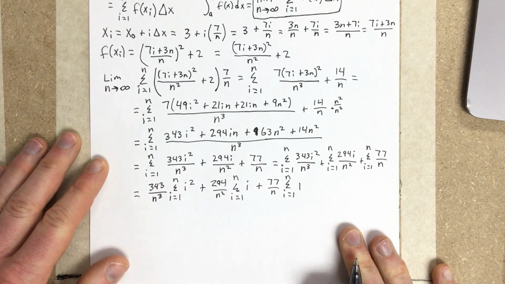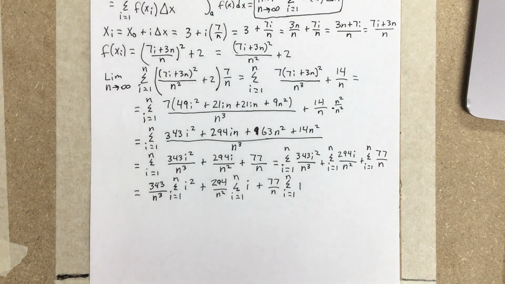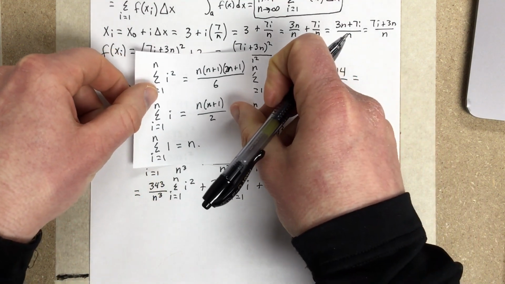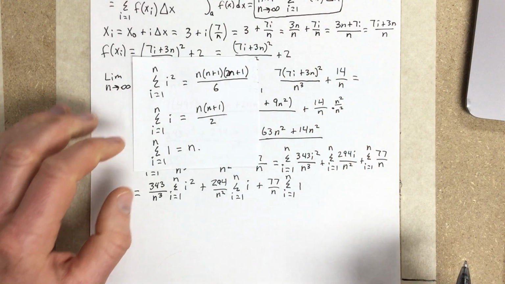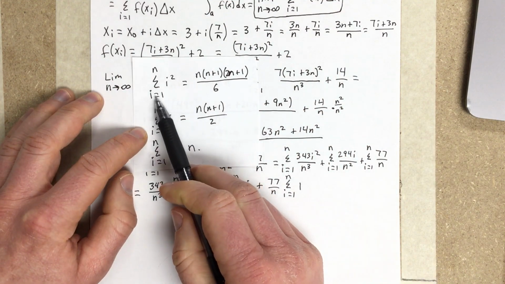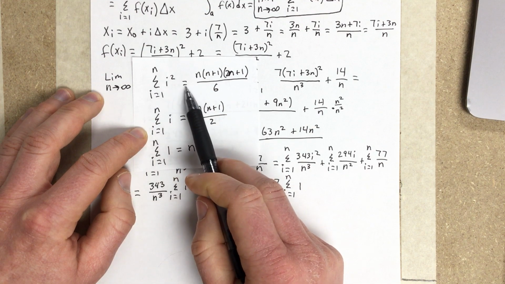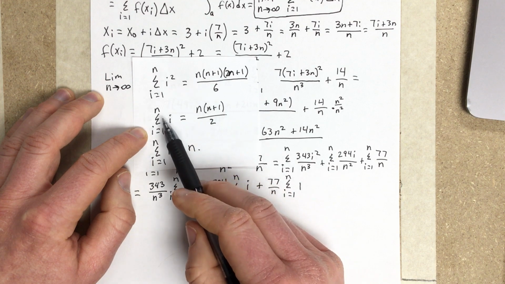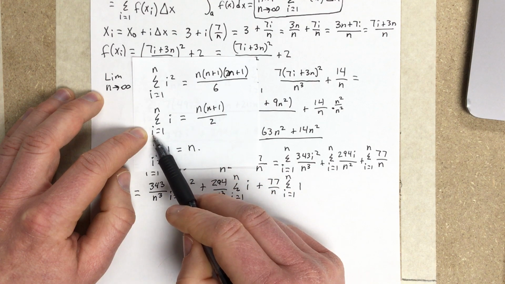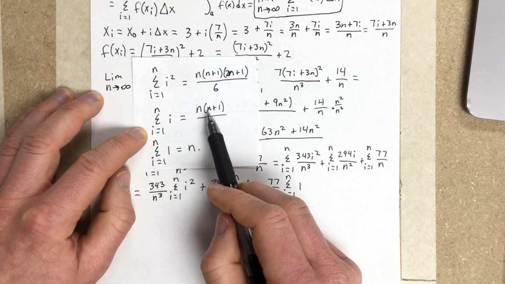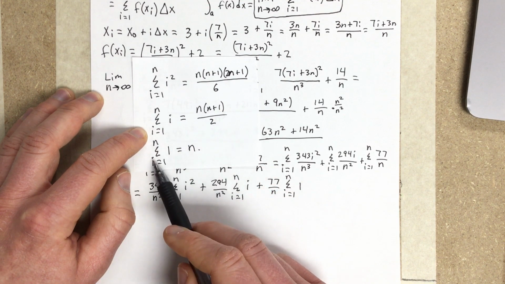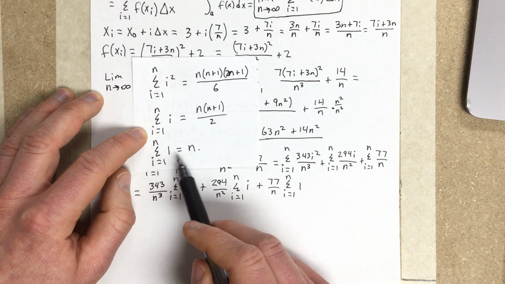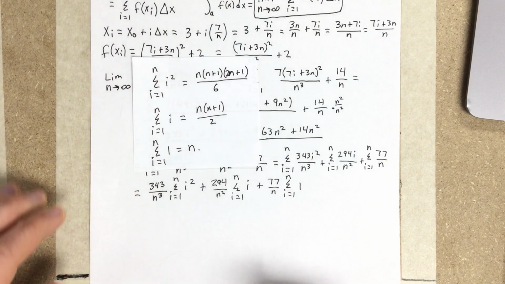Now the reason we did that is because we're going to be able to use some formulas here. If you remember from our previous section, we have three formulas. The sum from i equals 1 to n of i squared is equal to n plus 1 times 2n plus 1 divided by 6. The sum from i equals 1 to n of i is n plus 1 over 2. And the sum from i equals 1 to n of 1 is n. So we're going to substitute those into this equation.